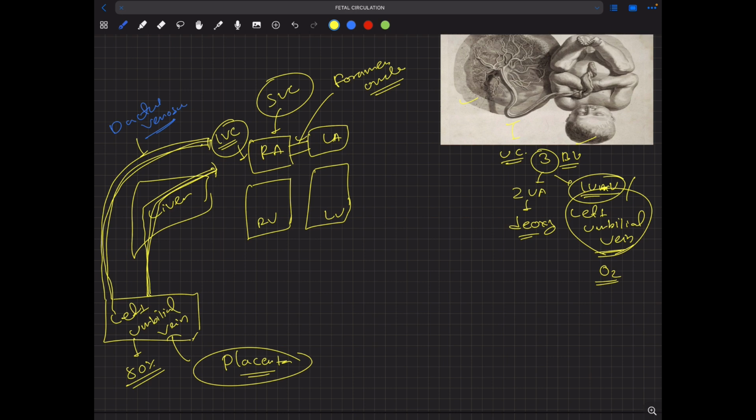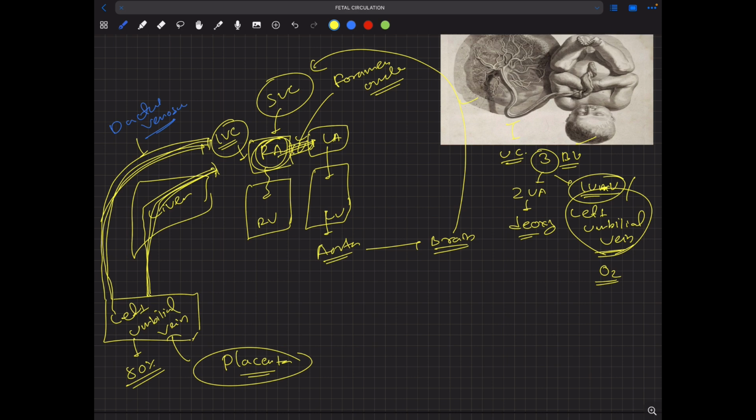So when the blood comes through the inferior vena cava, it reaches the right atrium. From the right atrium, through the foramen ovale, blood goes to the left atrium, and some blood also goes to the right ventricle. But most of the blood from the right atrium goes to the left atrium. From the left atrium, the blood goes to the left ventricle, then to the aorta, and from the aorta the oxygenated blood goes to the brain.